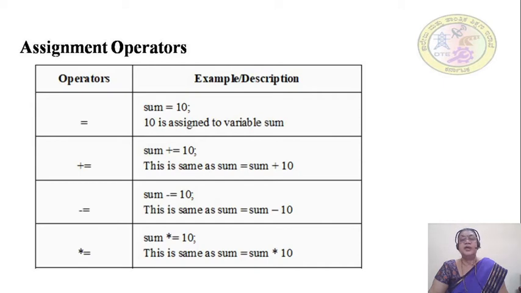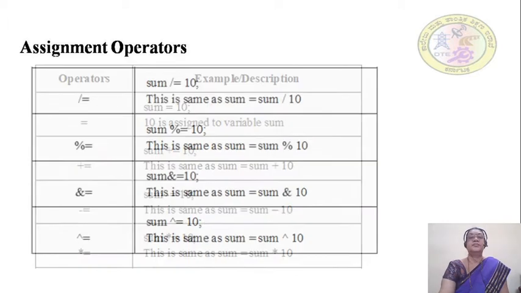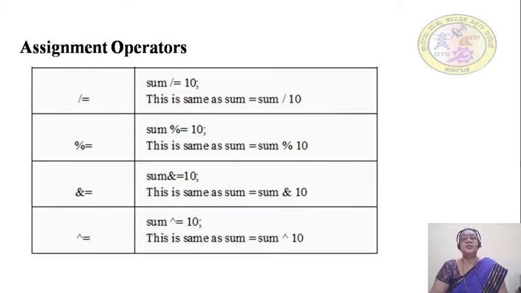Minus equal to: we can write sum minus equal to 10, which is the same as sum is equal to sum minus 10. Star equal to: we can write sum star equal to 10, which is the same as sum is equal to sum into 10. Slash equal to: sum slash equal to 10, which is the same as sum is equal to sum slash 10. Percentage equal to: sum percentage equal to 10 is the same as sum is equal to sum modulus 10.